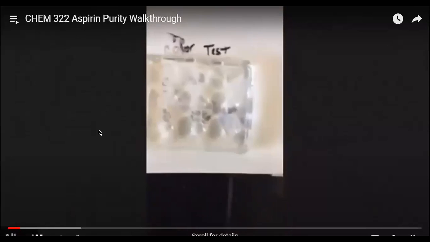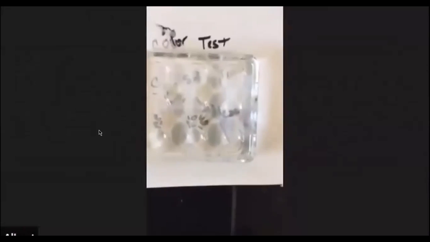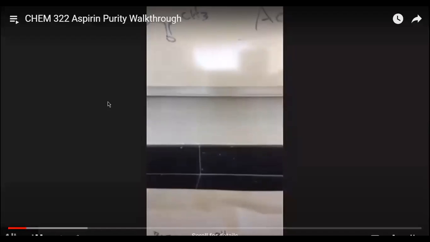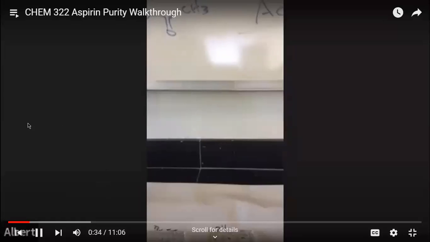All right, so you can see, I don't know if you're able to read that, but you should be able to see the numbers underneath there. They kind of got washed out. So we're going to add some iron chloride to each one of those to see if it turns purple. I'm going to add it first to the crude because I want to see what happens with the crude. I only need a couple of drops. It's crude aspirin.